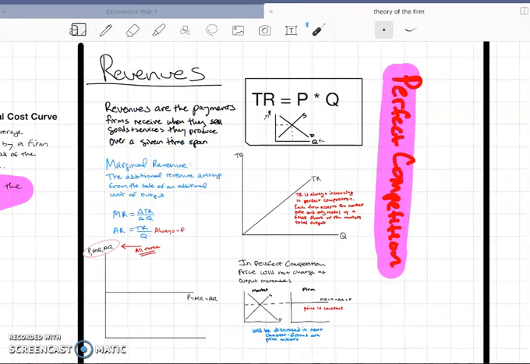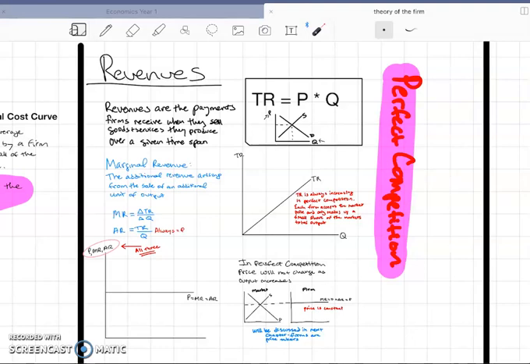Our revenue curves can be drawn in two contexts. The first context is one of perfect competition. This simply means that there's many firms all selling the same identical product at the same price as each other. So there's lots of competition within this marketplace. And when this competition exists, a single producer represents a very small fraction of the overall marketplace.